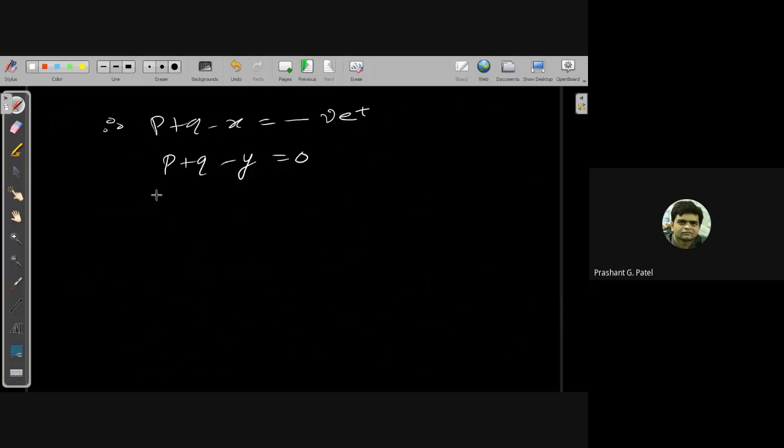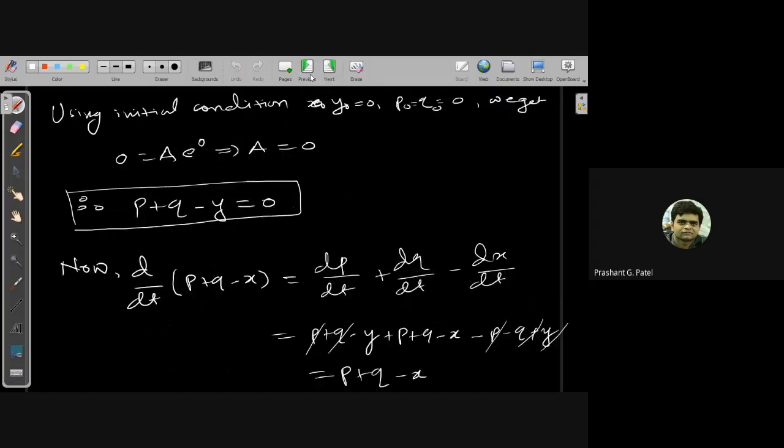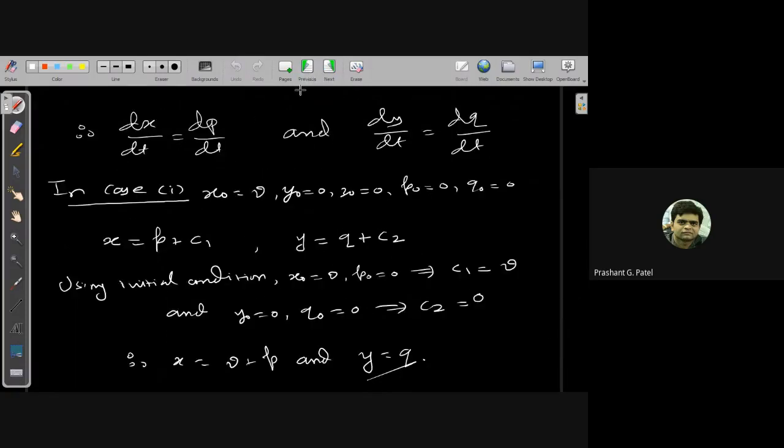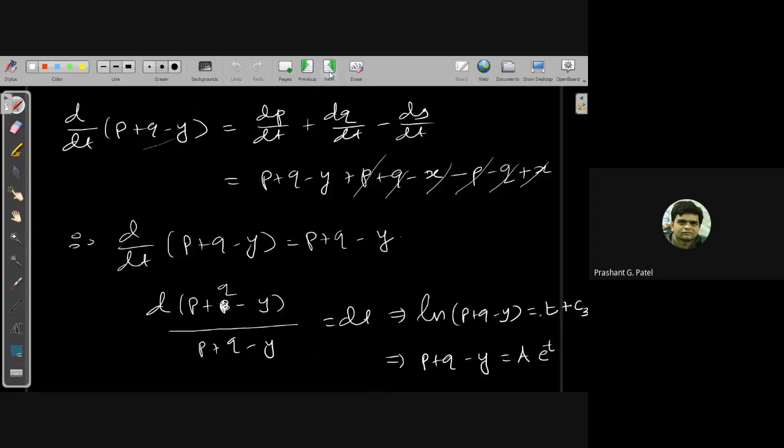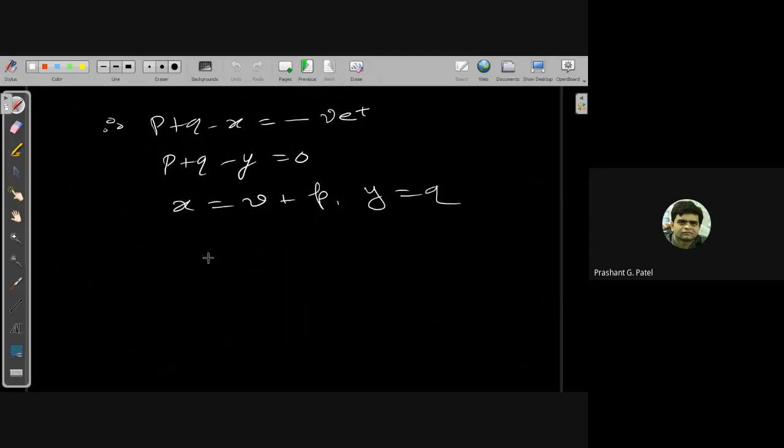So what are the other things we got? We got x is equal to v plus p and y equal to q, that we got from here, and this one. So ultimately we have to solve these equations and we need to obtain the value of.